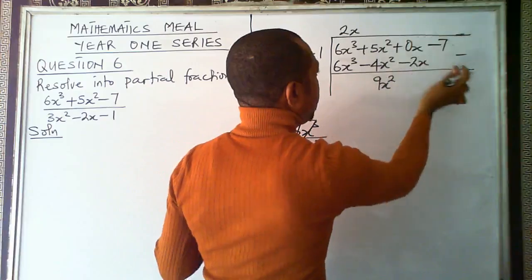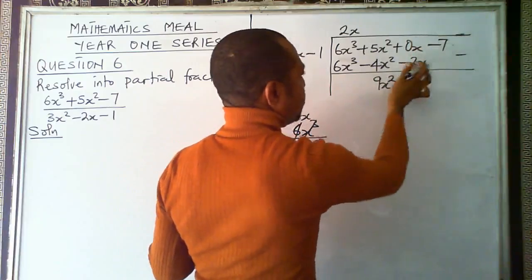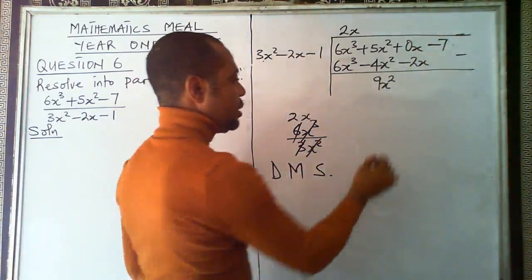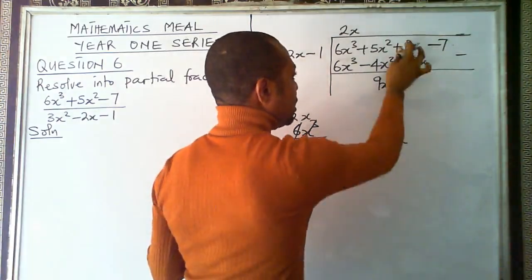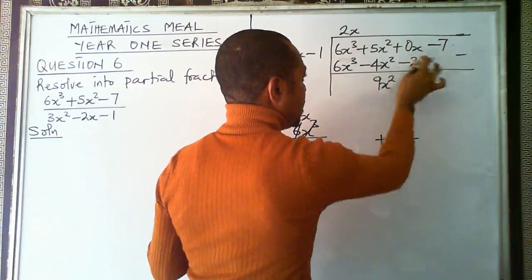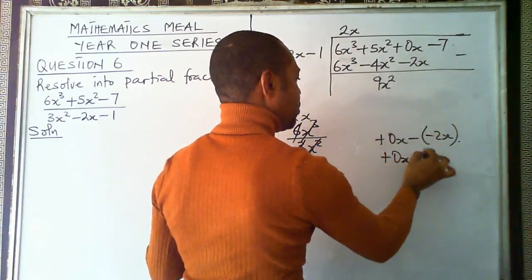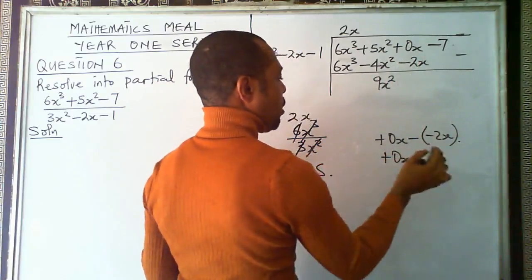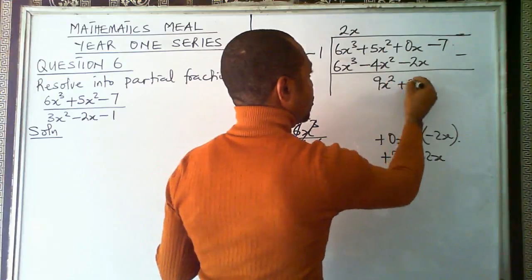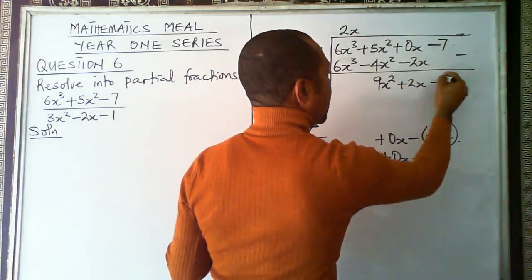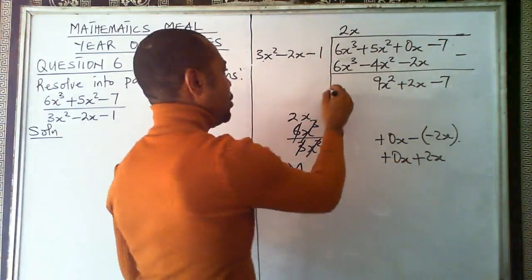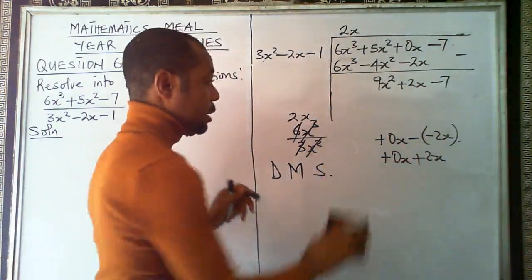Then 0x minus 2x. So plus 0x, which is this, minus. Then minus 2x will give me plus 0x plus 2x. That will give me plus 2x. Then I will bring down my minus 7 because he has no brother. Yeah, has no partner there.